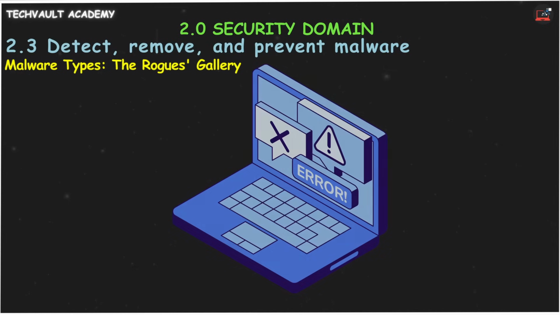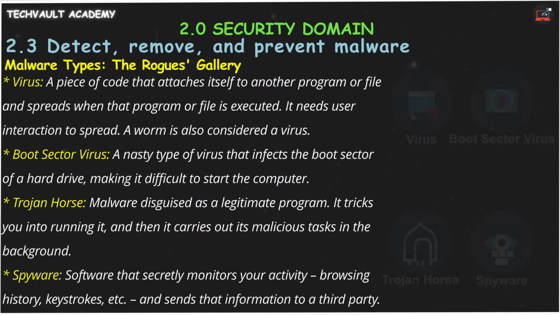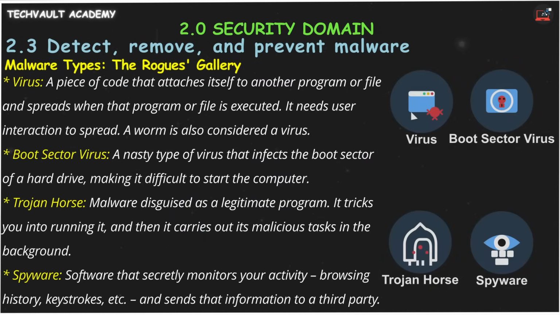Malware types: the rogues gallery. Virus, a piece of code that attaches itself to another program or file and spreads when that program or file is executed. It needs user interaction to spread. A worm is also considered a virus. Boot sector virus, a nasty type of virus that infects the boot sector of a hard drive, making it difficult to start the computer. Trojan horse, malware disguised as a legitimate program.